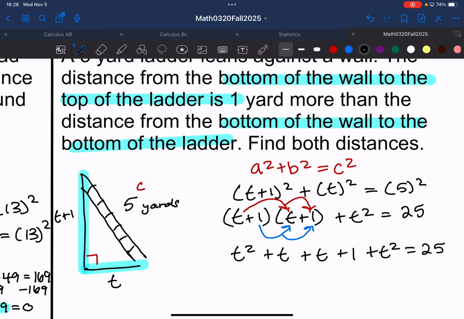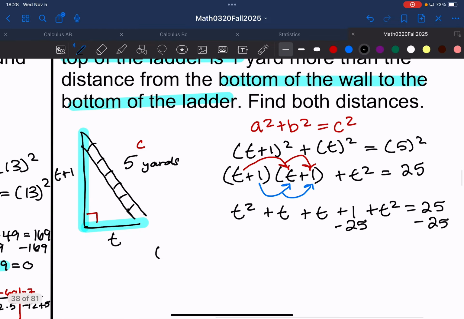Okay, I see a squared in there, which means it's quadratic. So I need to make sure the equation is equal to 0. So how do I do that? Move the 25 over. Okay, so I have t squared plus t plus 1 plus t squared minus 25 equals 0.